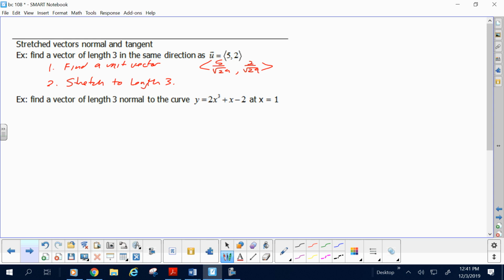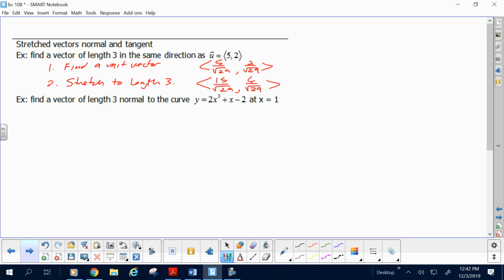What do we want our vector to be? We want it to be 3 units long, so we multiply by a factor of 3. Both of them? Yes, both of them: 15 over root 29 and 6 over root 29. So first shrink it down to 1, then stretch it out to 3. Understood?